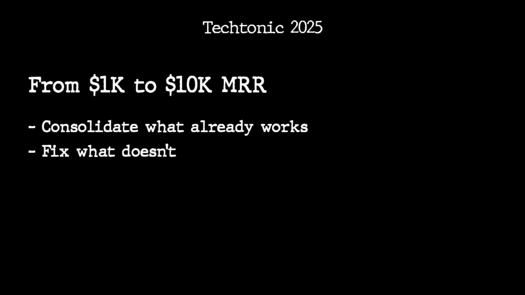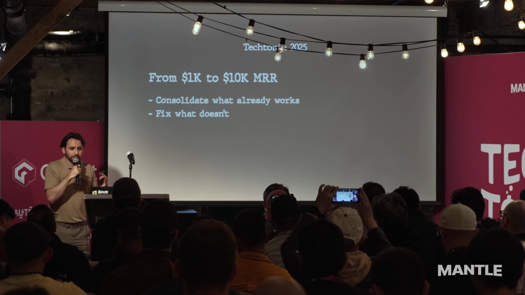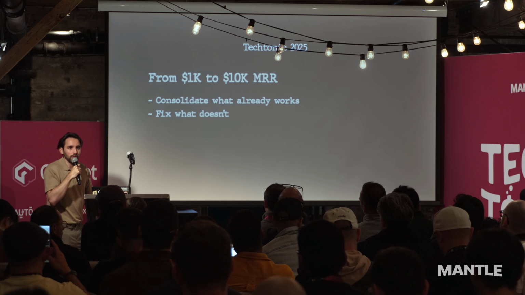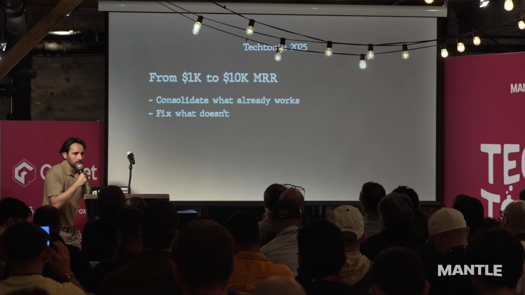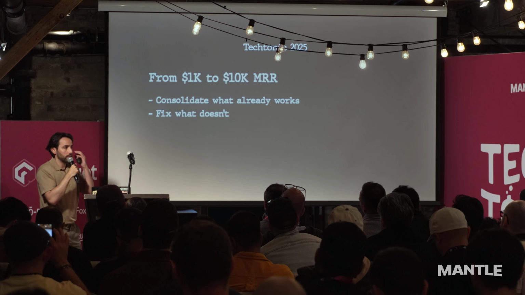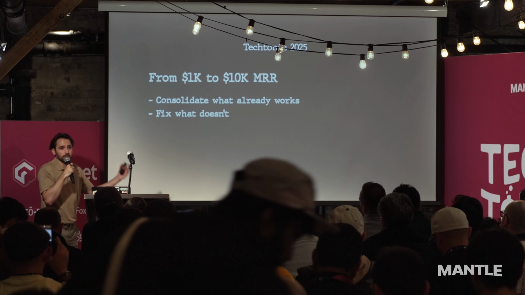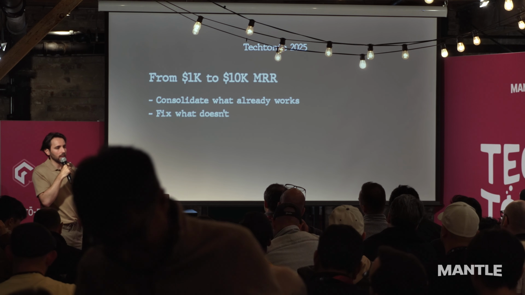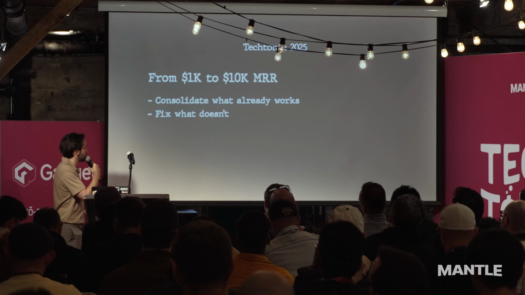From 1K to 10K again. Consolidate what already works. Usually at this stage, you know what you do, you know what works, you know what doesn't. Just do more of what works. It's simple as that. Don't try to do new things, because you don't need to do new things. You're still working on something that works. You can just double down on it, do more of it. For example, if customer support works well for you to get reviews and you start to get a better ranking, then keep going, keep doing it.